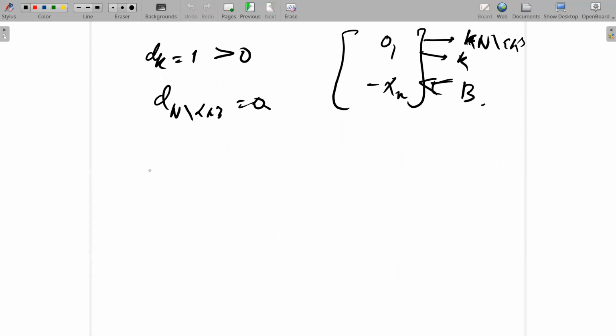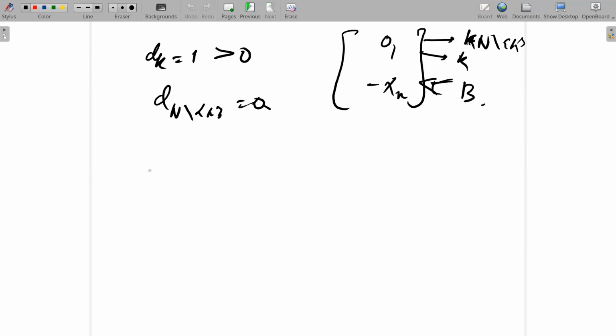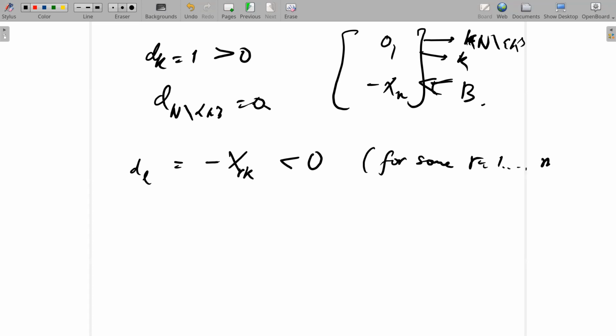If you didn't use the second part, you'd feel suspicious that something is wrong with this proof. So this is where the second part of Bland's rule comes into the picture. So dl equals minus xrk is less than 0 for some r equals 1 through m.